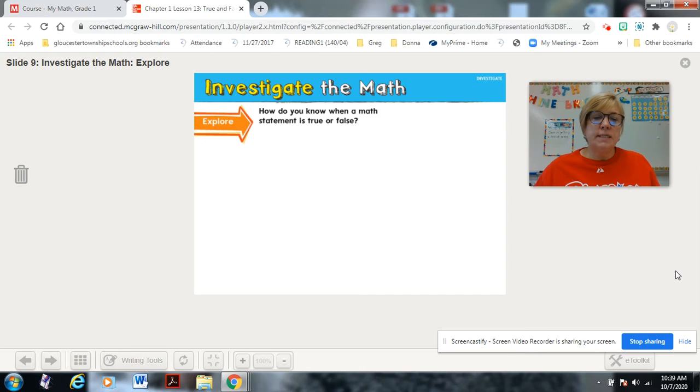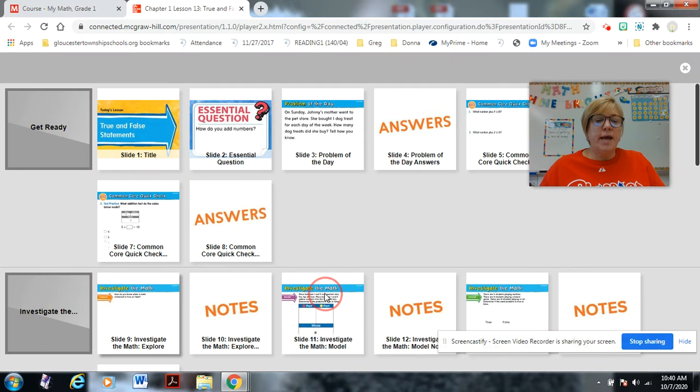Now, this is about true and false for math. How do you know when a math statement is true or false? Well, you could work to solve it, right? That could be one way. Or you might just know what the answer is, because you know the math fact in your head, right? And if it's wrong, it's false, because we said false means no, that it's not correct. All right. Well, let's work on that and see what they have to say.